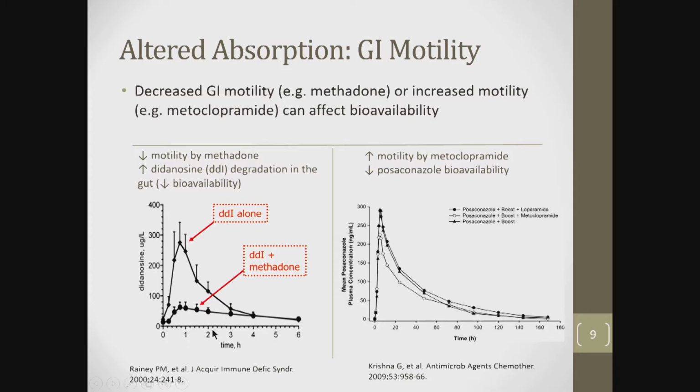So the example on the left here, we are using didanosine in combination with methadone or alone, and as you can see, methadone, again decreasing GI motility, had a significant effect on didanosine absorption and overall plasma exposure. Whereas the example on the right, we've given posaconazole, an antifungal agent, in combination with Reglan or metoclopramide, and we see a reduction in posaconazole absorption as we increase motility.